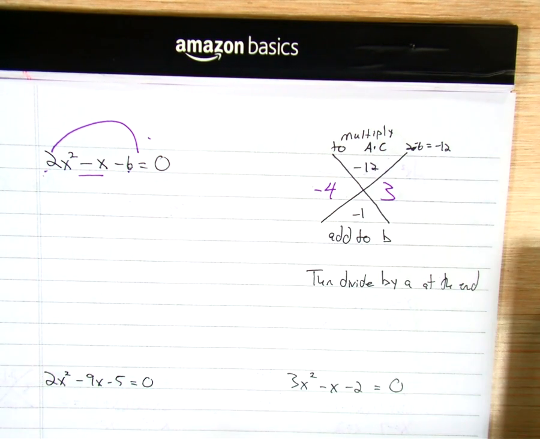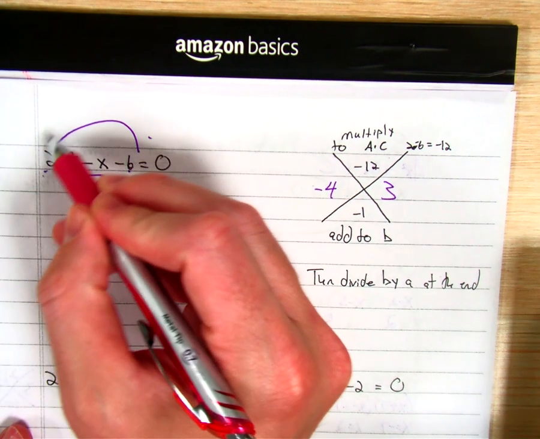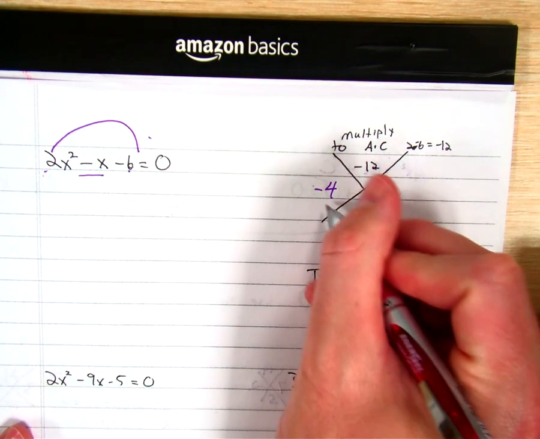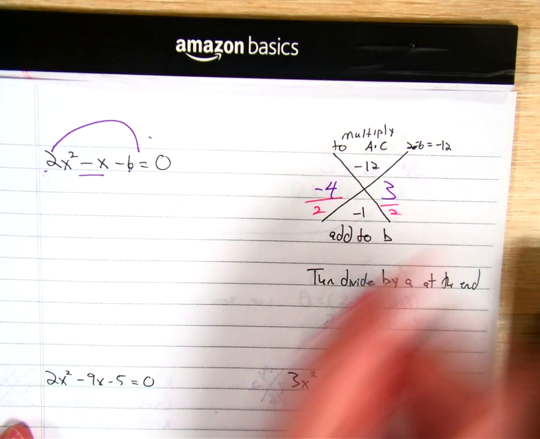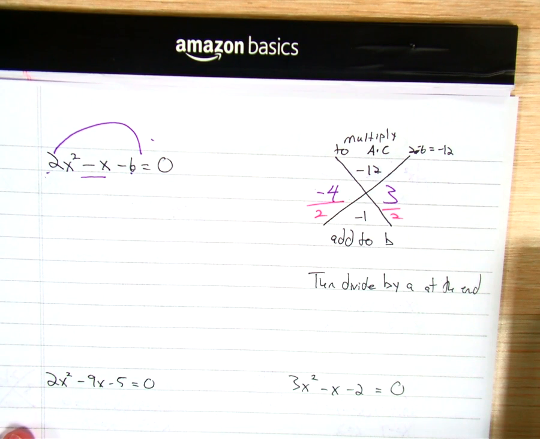Alright, not that easy. Now we got a little bit extra here. Because we did 2 times negative 6, now we got to divide by that 2. Divide by that 2.